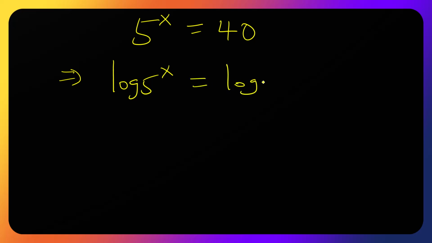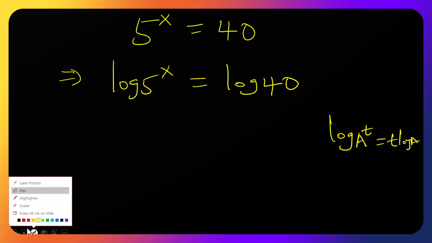So 5 to the power x equals 40. We still have to bring the x down again, so the only option here is to take log on both sides. Okay, so I'll take log of 5 to the power x equals log 40. Remember, there's a power rule: log a to the power t is the same as t log a. So this one is the power rule.